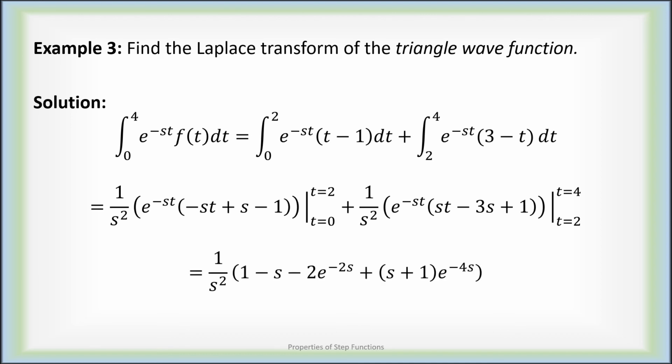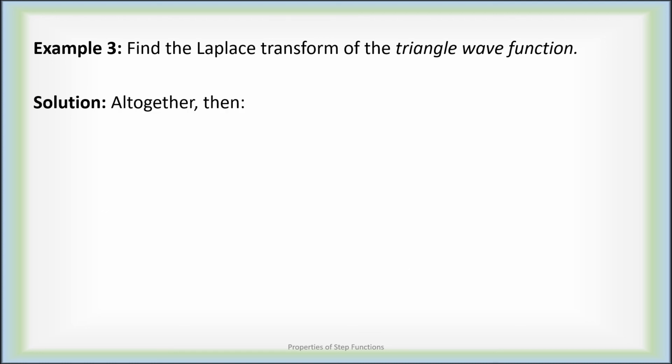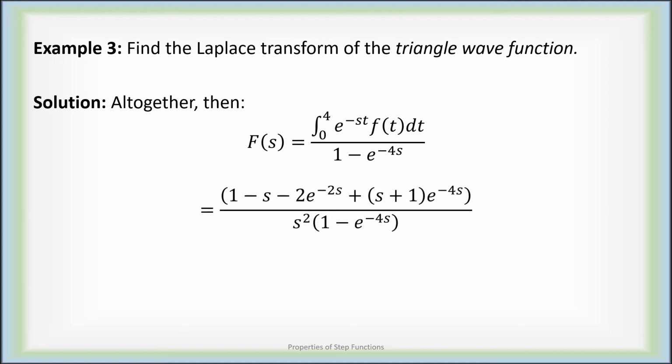So the integral from 0 to 4 of e^(-st) f(t) dt is 1 over s squared times this quantity, 1 minus (s minus 2)e^(-2s) plus (s plus 1)e^(-4s). Altogether then, the Laplace transform is given by this definite integral over 1 minus e^(-4s), and we've computed the value of that integral. It might be possible to simplify this down somehow, but I'm not terribly interested in doing so. Here we have the Laplace transform of our triangle wave function.